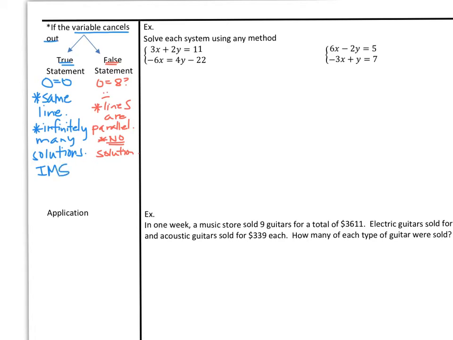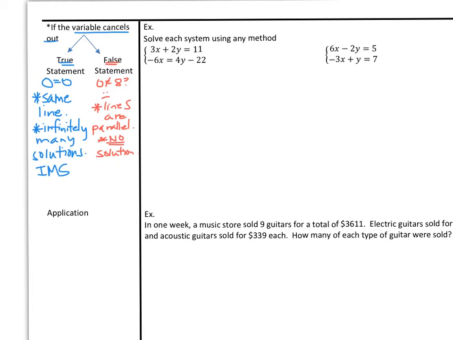If, however, you solve and your variables all cancel out, but yet you have a number on the other side, like 0 equals 8, we know that that doesn't make any sense. 0 does not equal 8. What that would indicate is that you have the equation for two lines that are parallel to each other. Therefore, for the system, there's no solution.